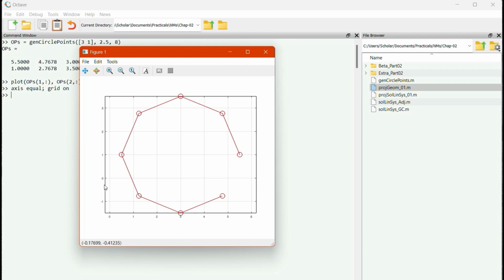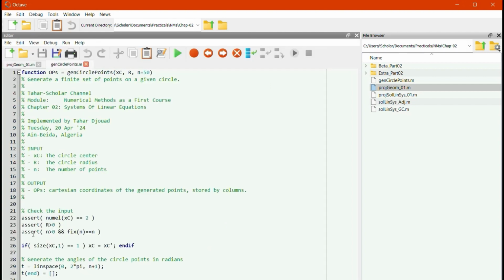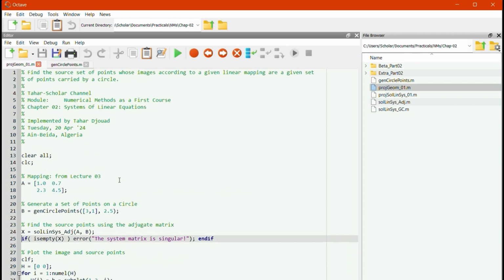In the global reference, this is the x-axis and this is the y-axis. So let's come back to our project. I have implemented the script in project Geom, and see, it's very simple, very easy. We prepare the data for the system, we call the function solve system adjugate to solve it, and then we plot the result.